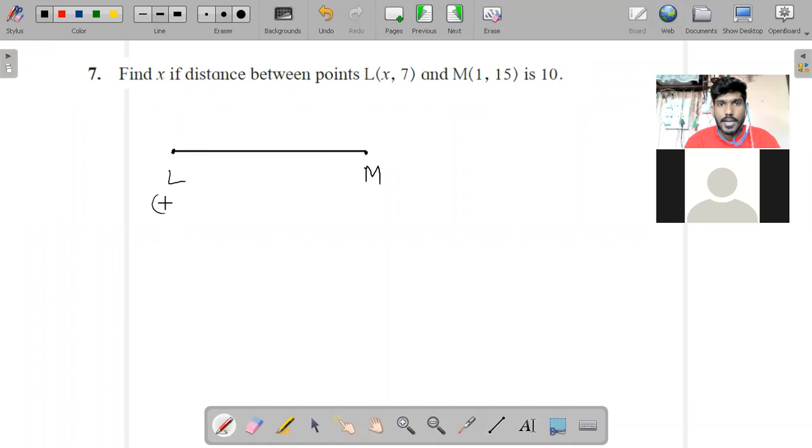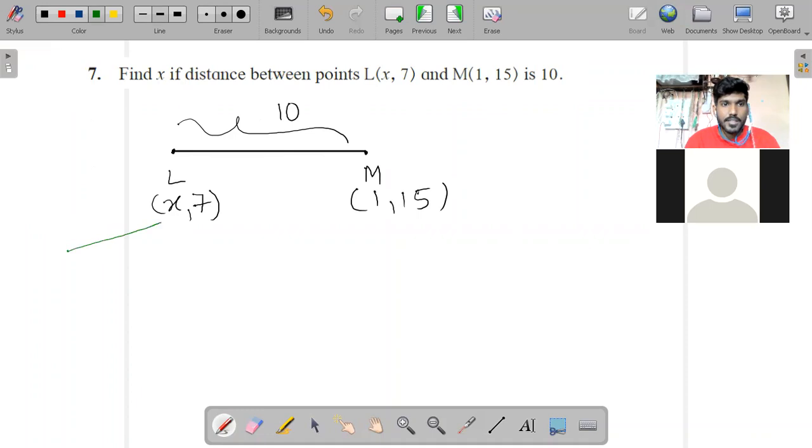So L has coordinates x comma 7 and M has coordinates 1 comma 15, and distance LM is given as 10. These all information is given. They are asking you to find out the value of x. Now here obviously we will use distance formula only. So here this will be x1, y1, and this will be x2, y2.